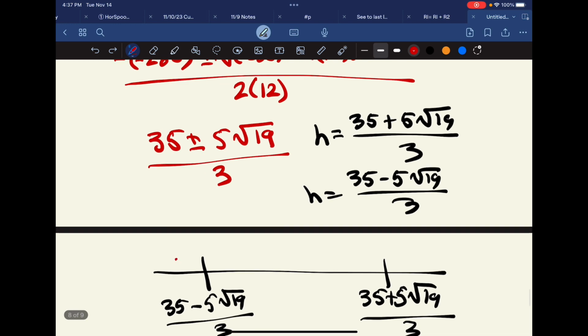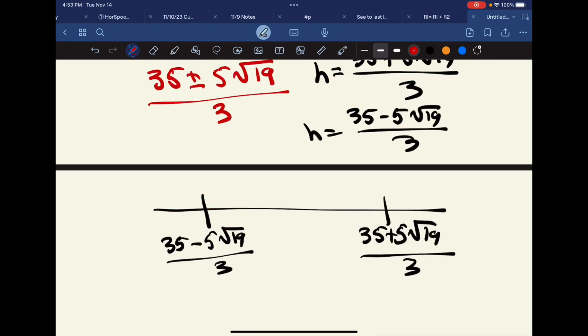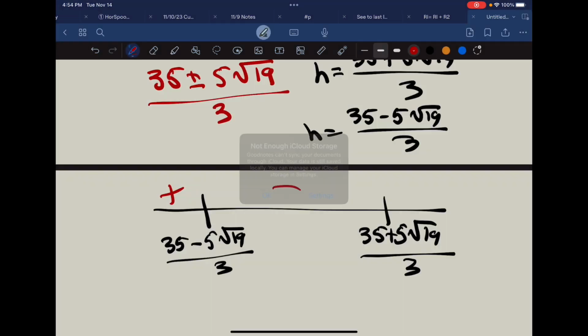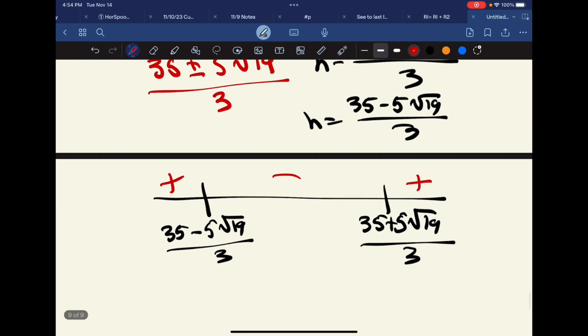So this is going to be negative, this is going to be positive, and then this is going to be negative. So we're going to be increasing on this interval, we're going to be decreasing on this interval, and then we're going to be increasing on this interval. So that means we have a local max here and a local min here.